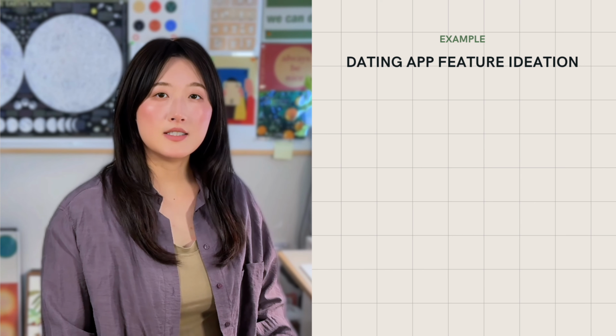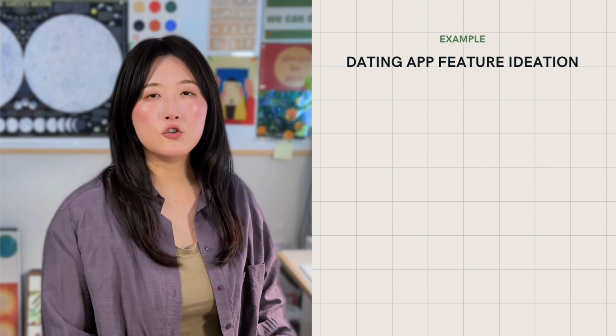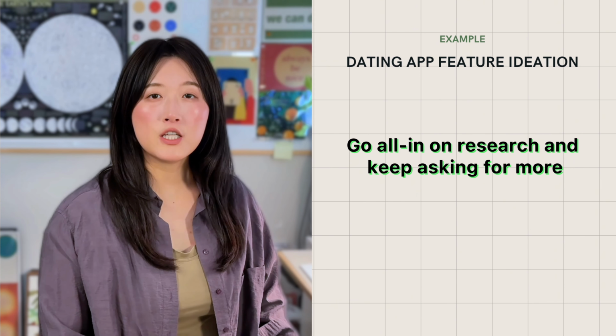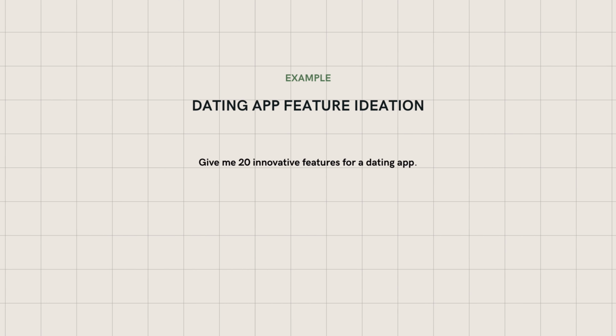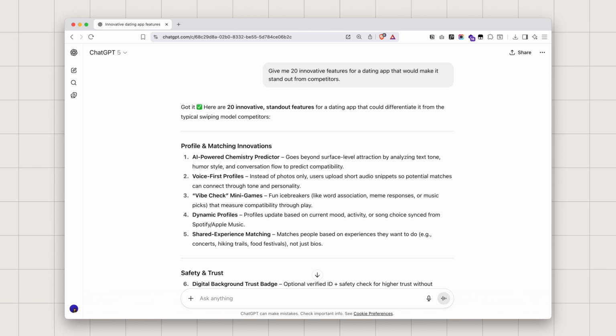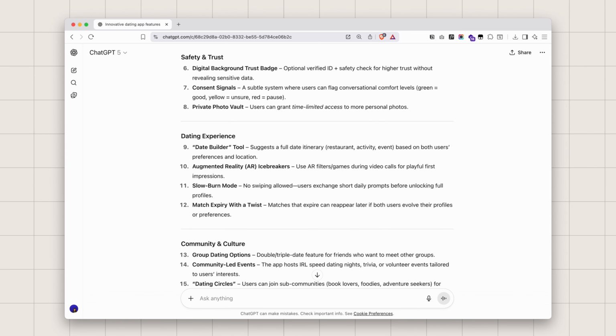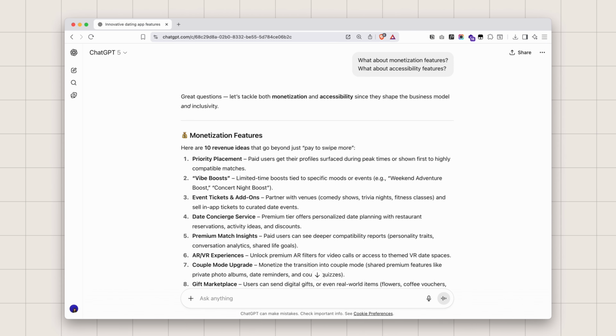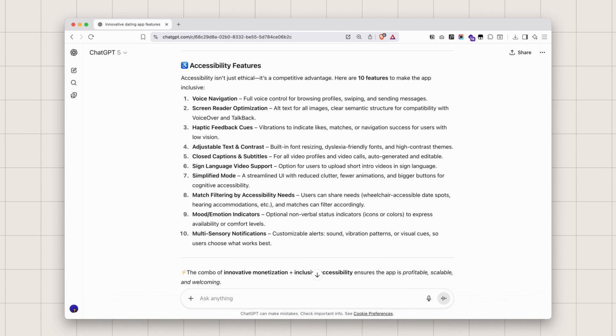Say I'm working on a dating app and need to brainstorm new functionality. Here's what I used to do. Go all in on research and keep asking for more. I'd start with, give me 20 innovative features for a dating app. Great. Then curiosity kicks in. What about retention features? What about monetization? What about accessibility? Before I knew it, I had 50 ideas scattered everywhere.